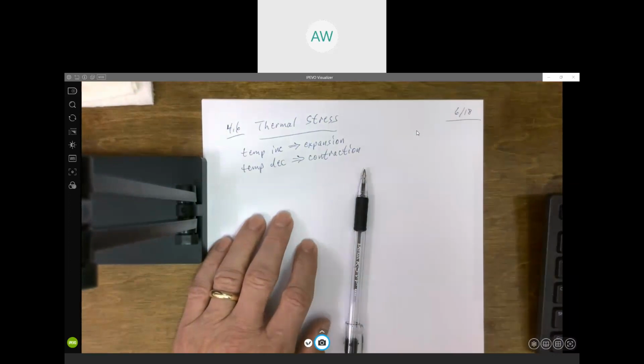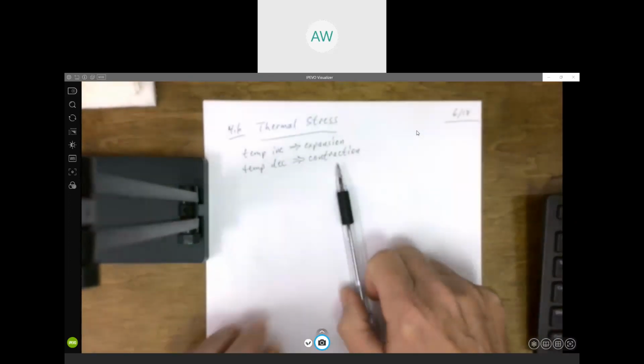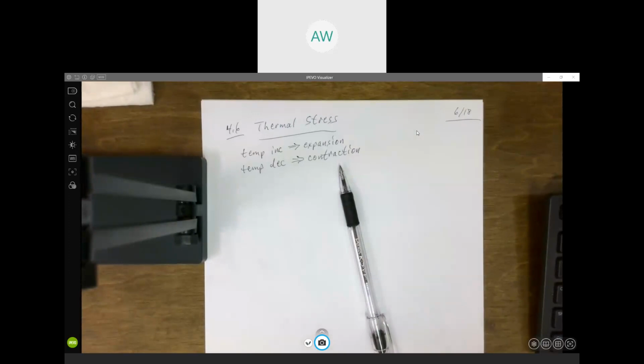Again, I'm not going to say there's not some strange exotic material out there, especially with all the stuff that's being done today with composites, that there's something that behaves opposite of this. That's, again, not my area of expertise, so I'm not going to venture a guess there. But most common structural materials, certainly metals, this is what's going to happen. Temperature goes up, it's going to get bigger. Temperature goes down, it's going to contract and get smaller.